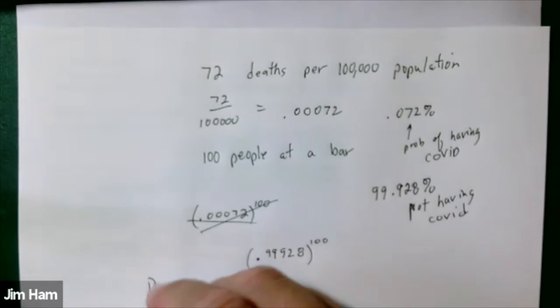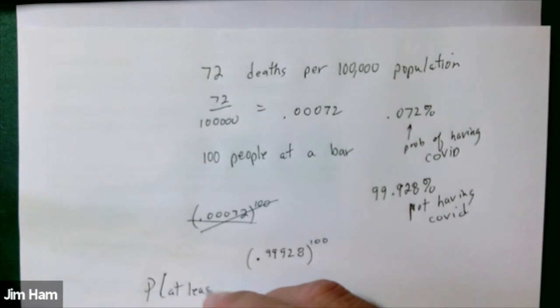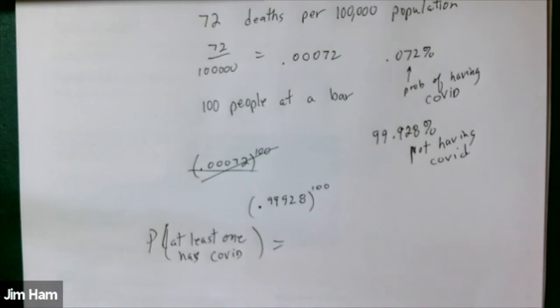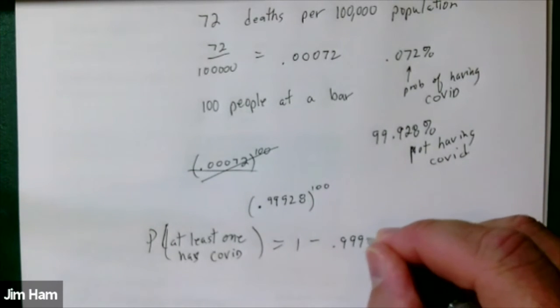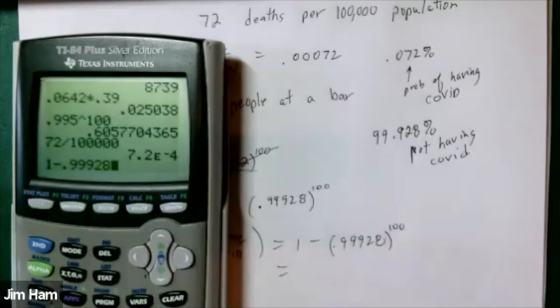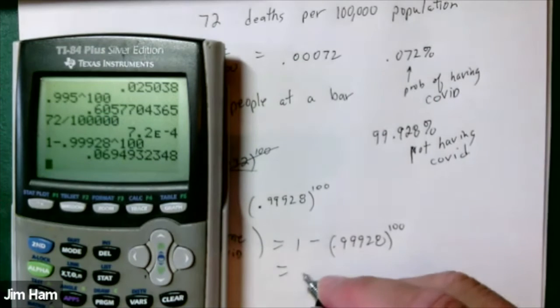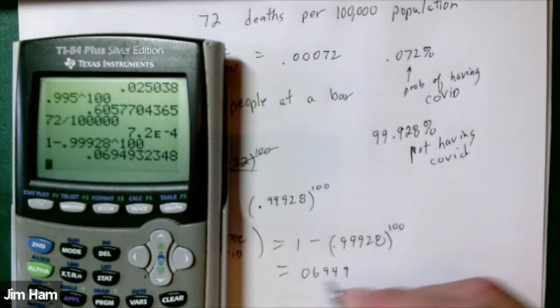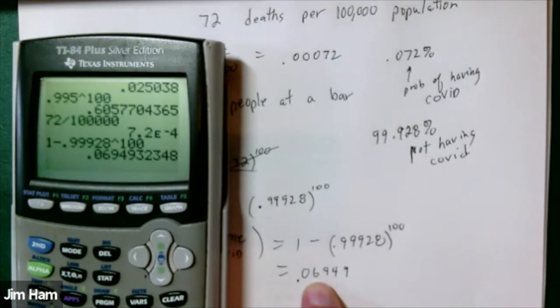So then we can calculate the probability that at least one person at the bar has COVID. And using the same thing that we did in the previous example, here's the probability that none of them will. So we take 1 minus the probability that none of them will, and we can calculate that. And there you see it. There's a 6.9% chance that at least one person will be there. Now it's a low chance, so in the city of Saginaw, you still could go to a bar and you would be unlikely to get COVID.